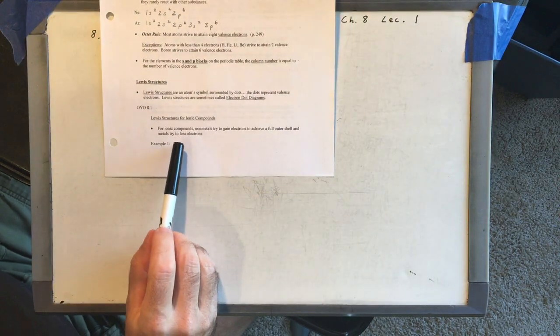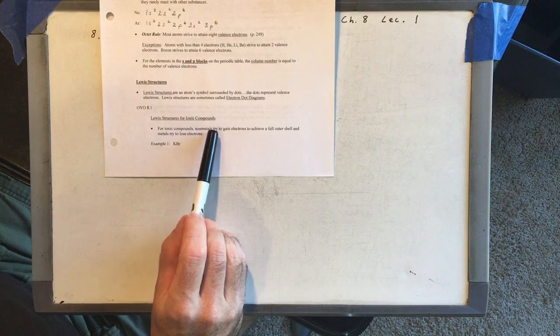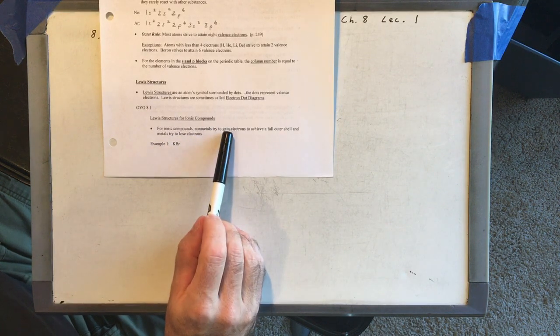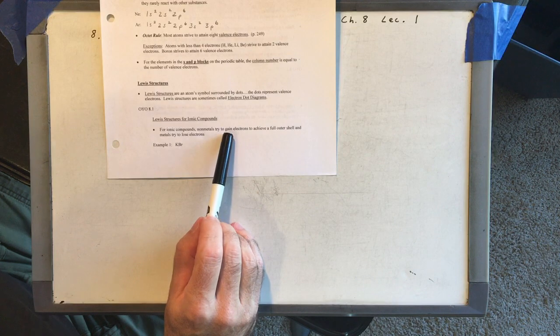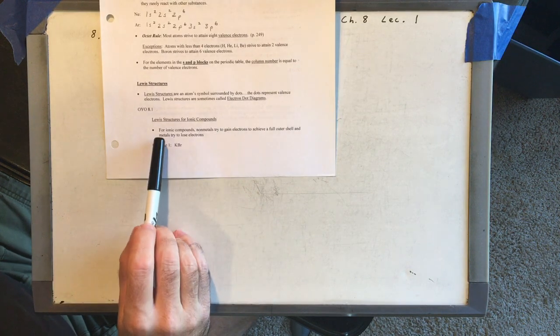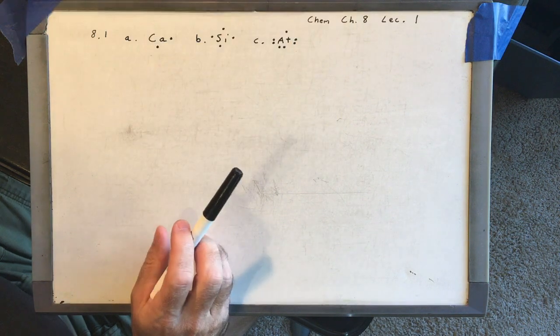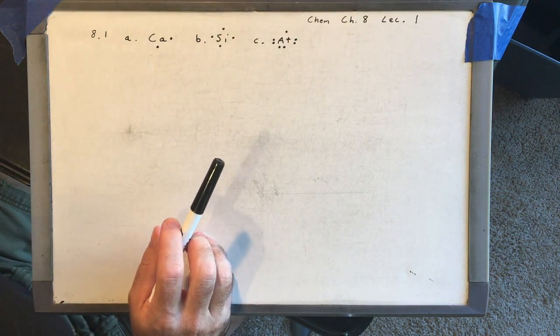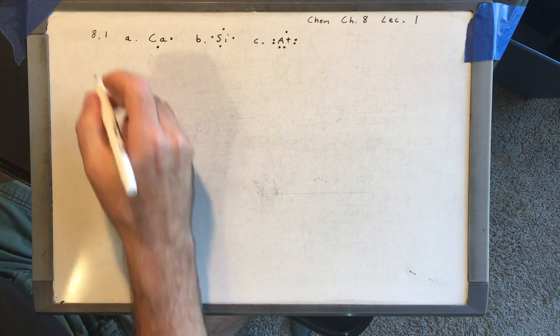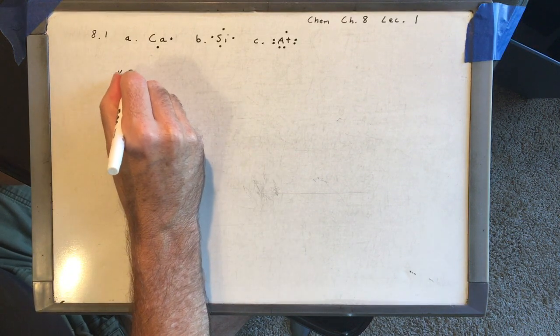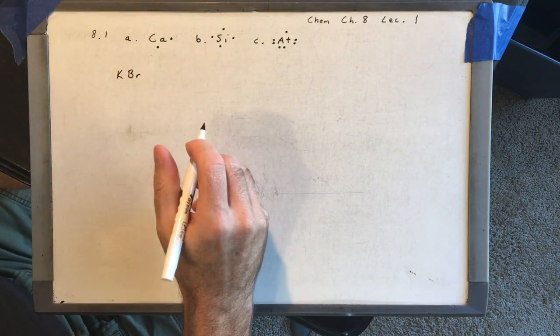Now I got ahead of myself just a second ago. For ionic compounds, nonmetals try to gain electrons, and metals try to lose electrons, okay? So our example is potassium bromide, KBr. Let's put this at the bottom of page 1 in your notes.